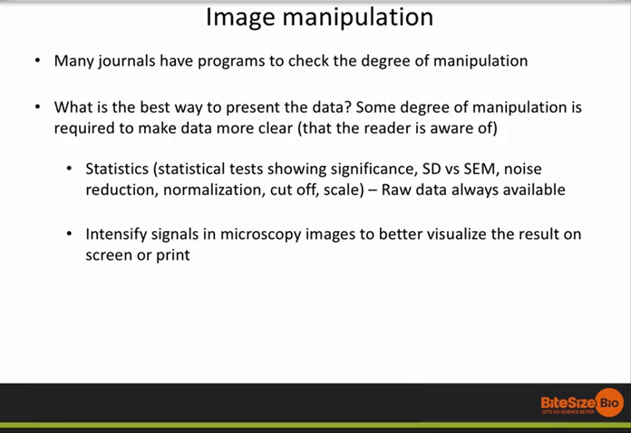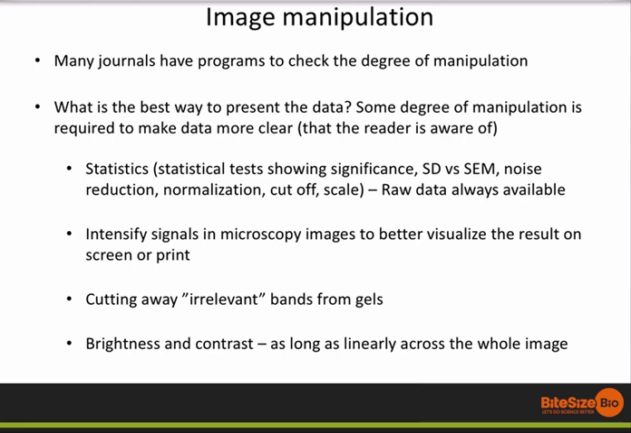Sometimes it is also desirable to artificially enhance the signals from microscopy images so that the result is visible on screen or in print. In this case, however, the signal manipulation has to be performed to the same extent in all images that are being compared to each other. And when showing gel images, it is often beneficial to cut away unspecific bands that might confuse the reader and remove attention from protein bands that are being studied. And with the same logic, it is okay to adjust brightness and contrast in microscopy and gel images, as long as it is done linearly across the whole figure.